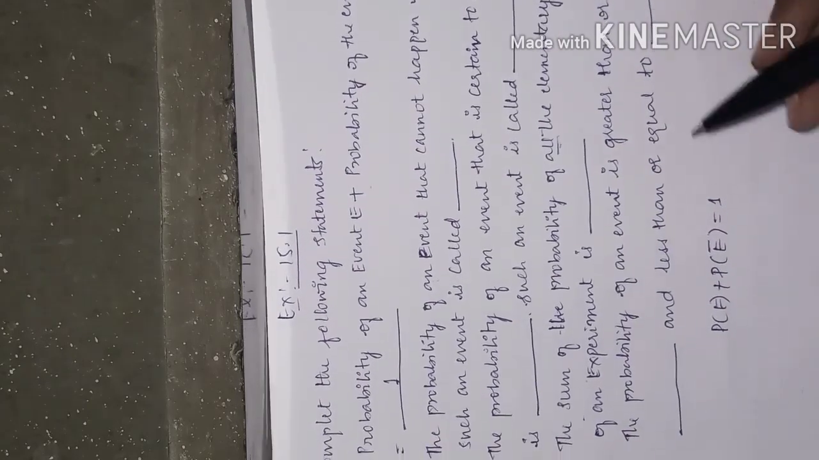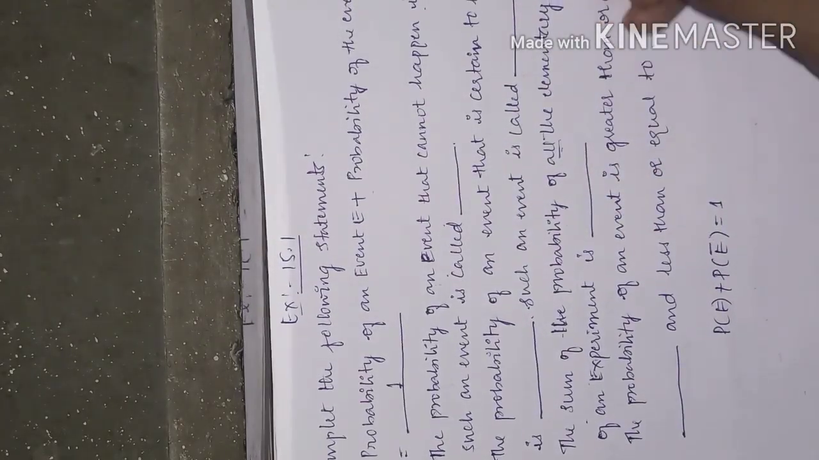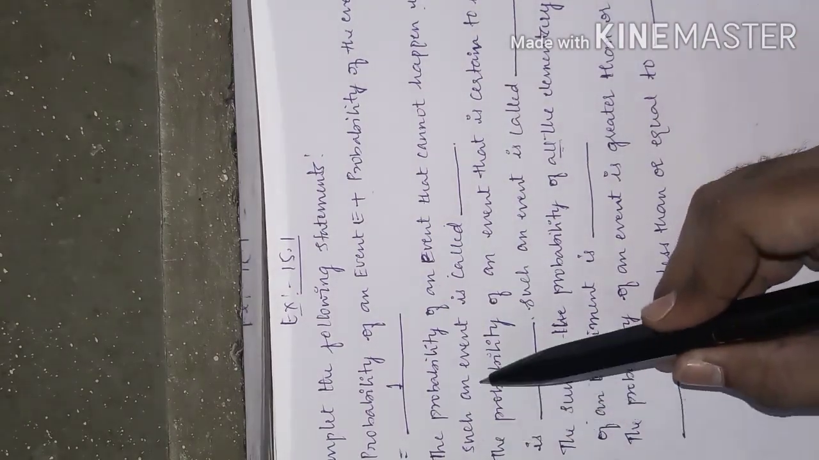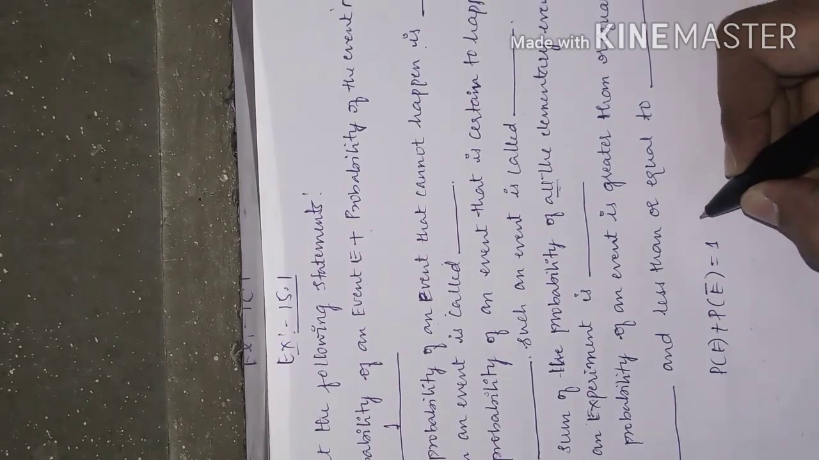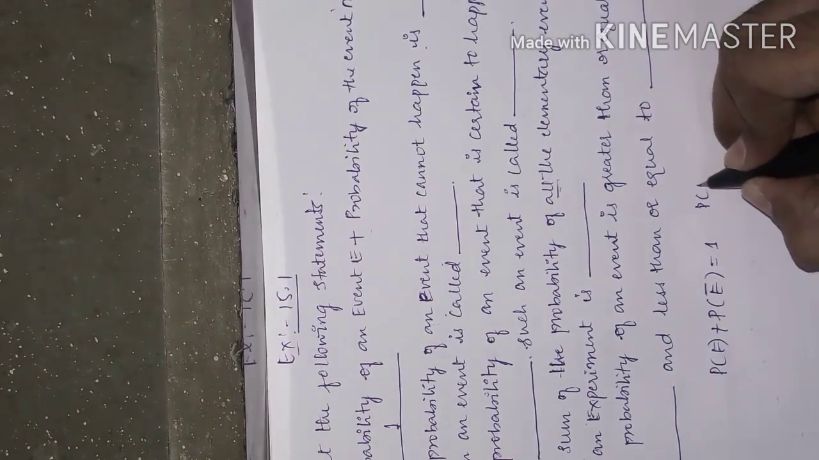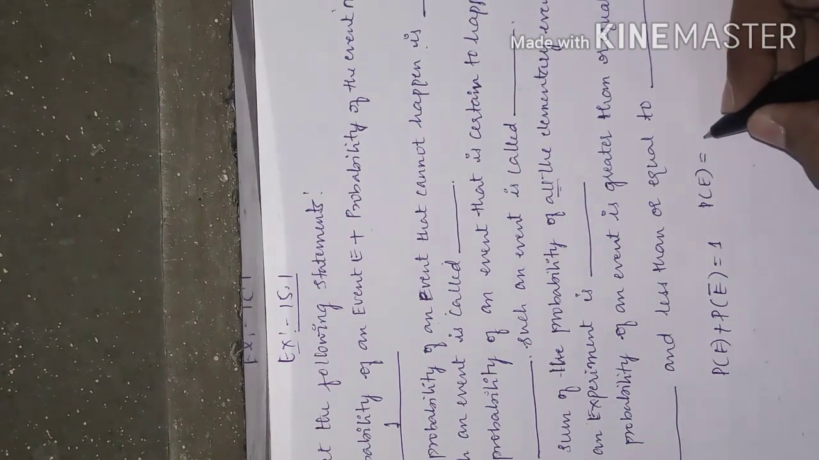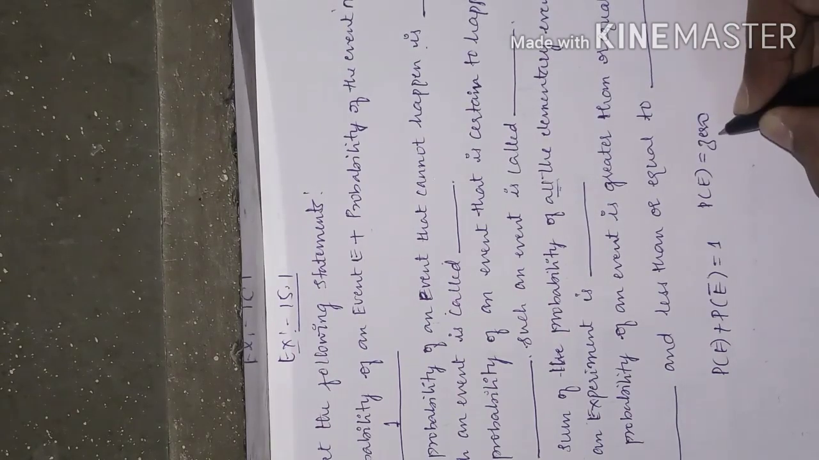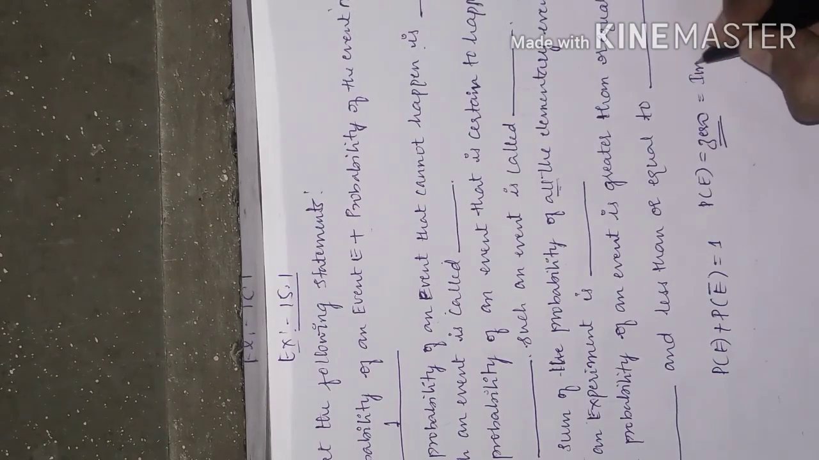Next question. The probability of an event that cannot happen is dash. Such an event is called dash. See what we learned. If it is not happening, it is 0. If probability is not there, it is 0. There is no event, there is no result, so it is 0. So 0 means it is an impossible event.